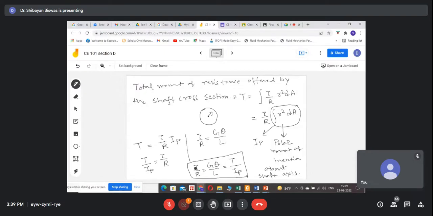So this is the shear stress of the shaft acting on a section of the shaft. This is the radius of the shaft, the rigidity modulus of the shaft material, the angular movement, the length, the total moment of resistance offered by the cross section of the shaft, and the polar moment of inertia of that circular cross section about the shaft axis. They all are correlated using this expression.